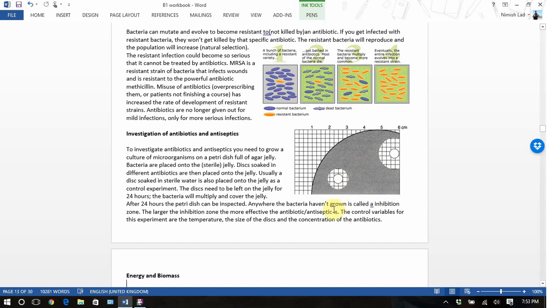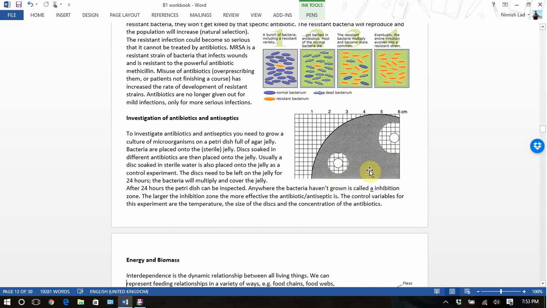The controls for this experiment are temperature, the size of the disc, and the concentration of the antibiotics. And also remember to compare to the water test. It should always have been more in the water test.